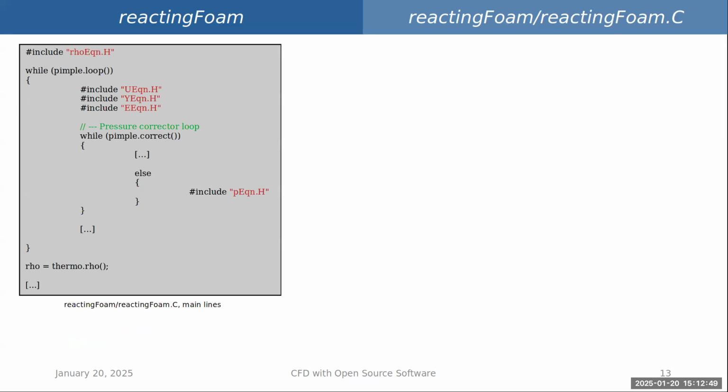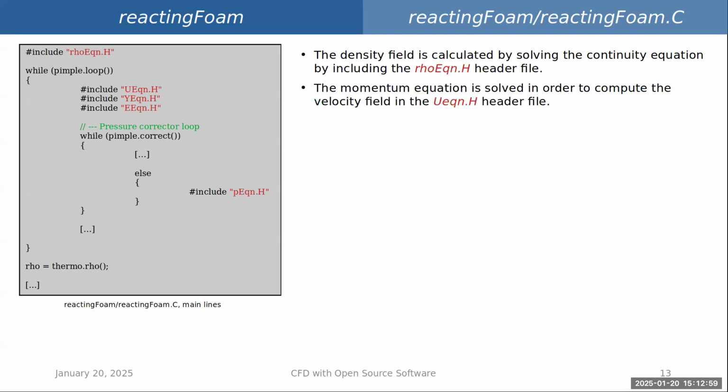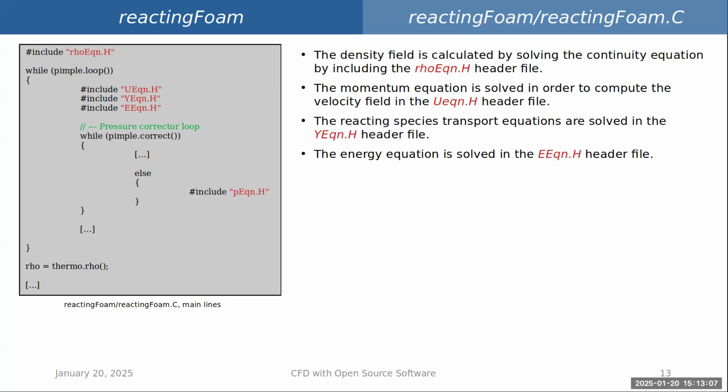So what you see here are the main lines of the reactingFoam solver. The density field is first calculated by solving the continuity equation. Then the momentum equation is solved, which computes the velocity field. And the reacting species transport equations are solved, followed by the energy equation.